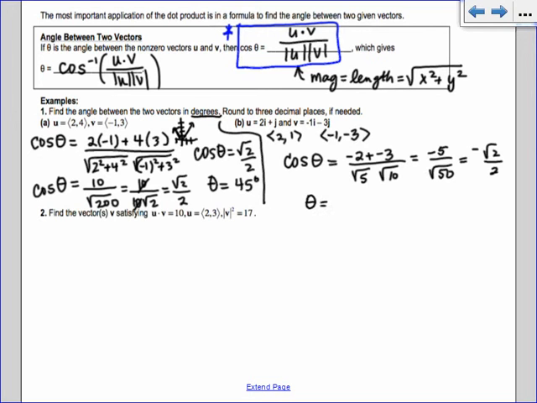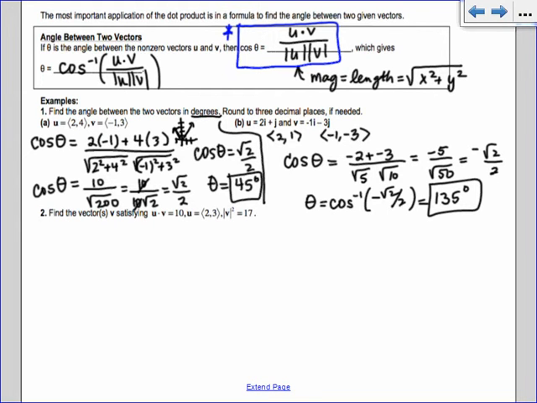So when I find theta, I do my inverse cosine again, and this time I get 135 degrees. Okay, so the angle between those two vectors was 135 degrees. All right, so number 2 is probably the most difficult question that you'll have in this section. And I think you do have one of these on your homework. I did not put several of them, no worries.